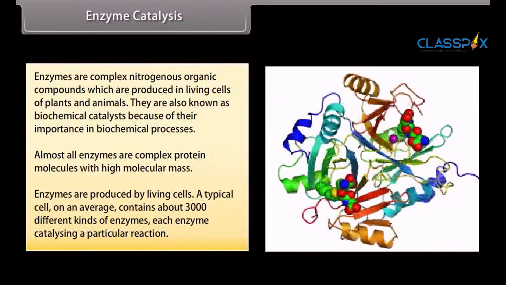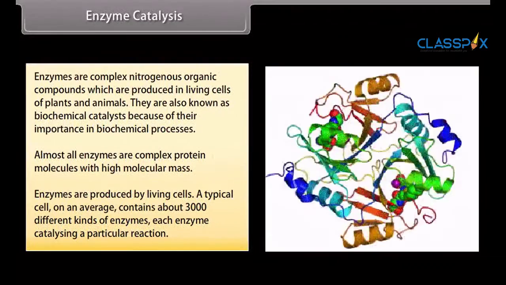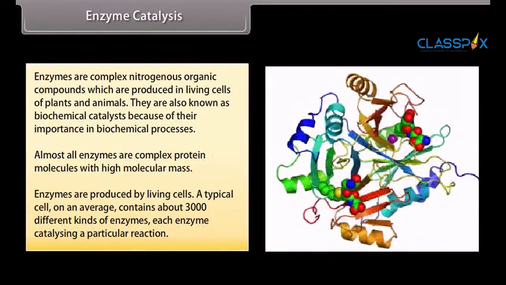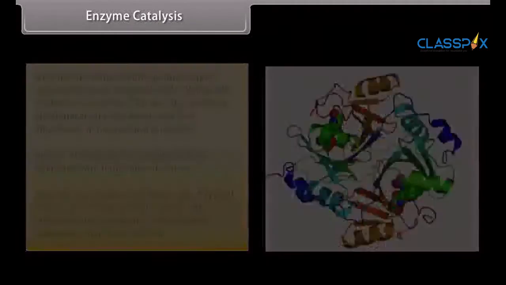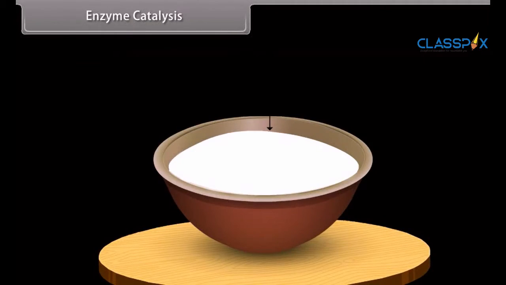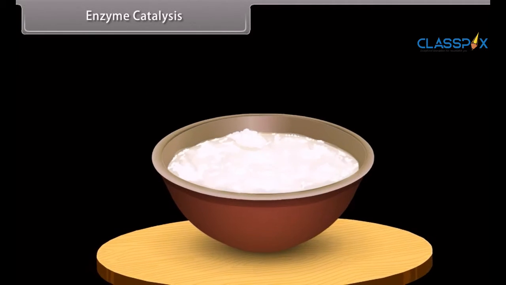Enzymes are produced by living cells. A typical cell, on an average, contains about 3,000 different kinds of enzymes, each enzyme catalyzing a particular reaction. For example, conversion of milk into curd by lactobacilli enzyme present in curd.